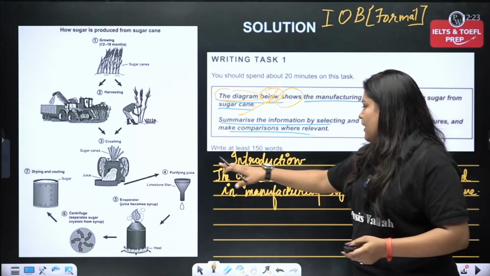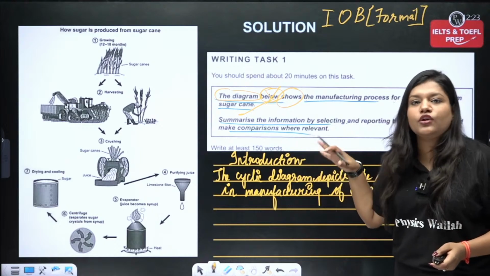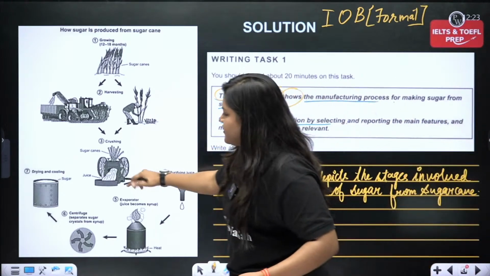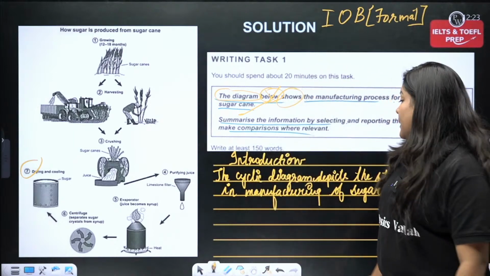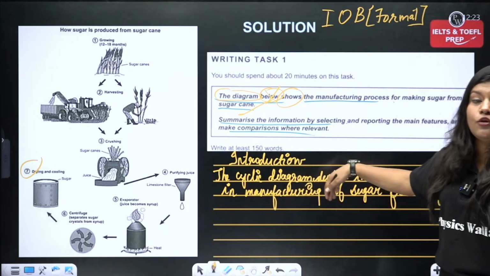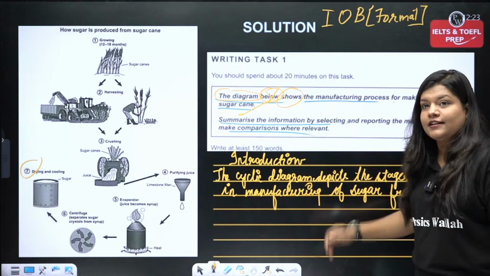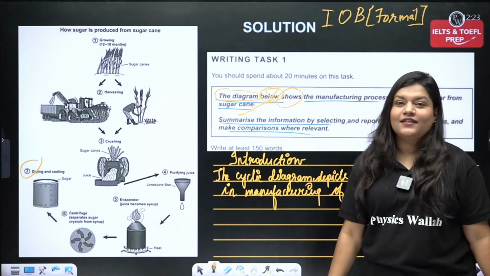ठीक है? Introduction, the cyclic diagram depicts the stages involved. Instead of stages involved, you can write, क्योंकि यहाँ पे already 7 stages दिए हुए हैं, ठीक है? तो you can also write that the cyclic diagram depicts the 7 stages that are involved in the manufacturing of sugar from the sugar cane. Clear? Good. Thank you. ठीक है?